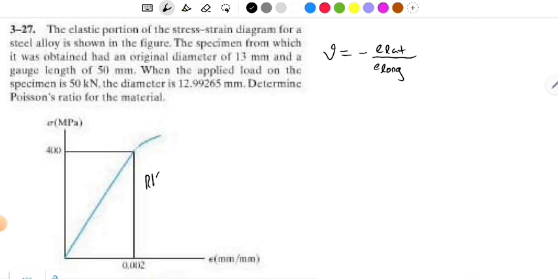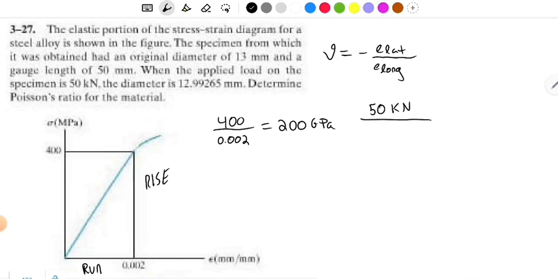Remember, rise over run. We have 400 over 0.002. So that turns out to be 200 gigapascals. Of course, I've skipped some simplification steps. I'm sure you can figure them out. We have this load of 50 kilonewtons. That's where we're going to figure out what stress the material is actually subject to, right? So we have this 50 kilonewton force over some area.